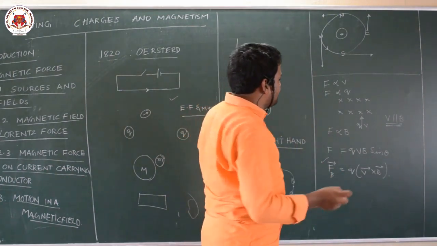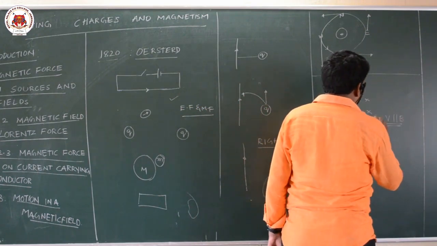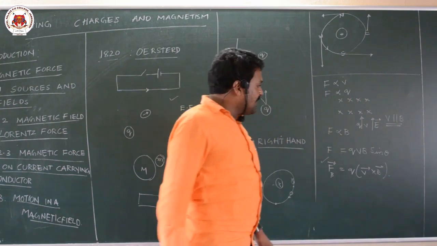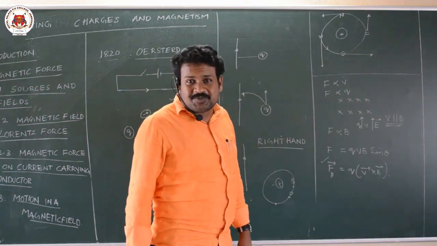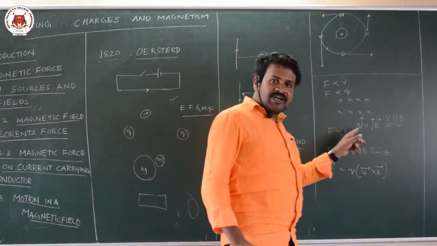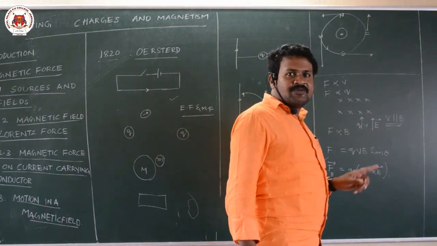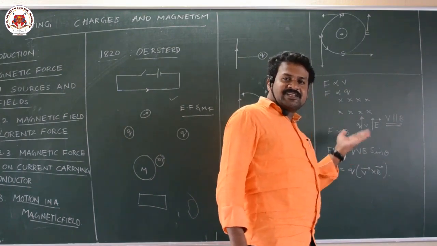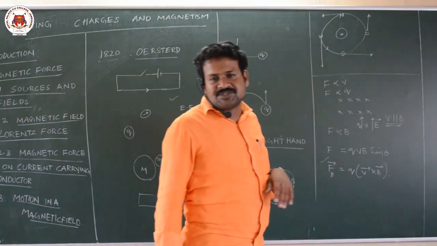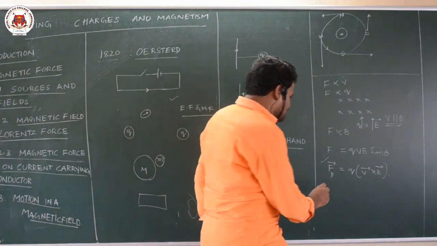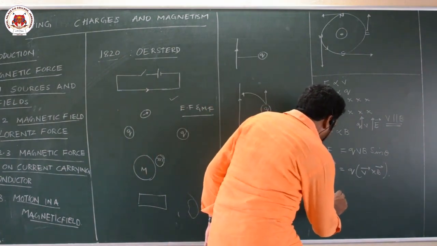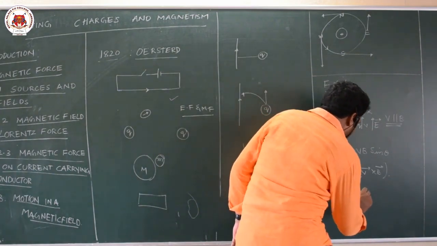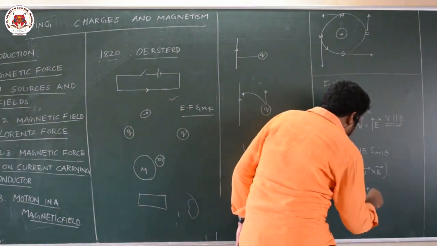Suppose in the same region I give an electric field also. What happens? It will experience force due to the electric field also, because a charge, whether it is moving or static, if you apply an electric field, will move in the direction of the electric field and experience a force equal to QE. Therefore, the force due to the electric field is equal to Q into E bar.